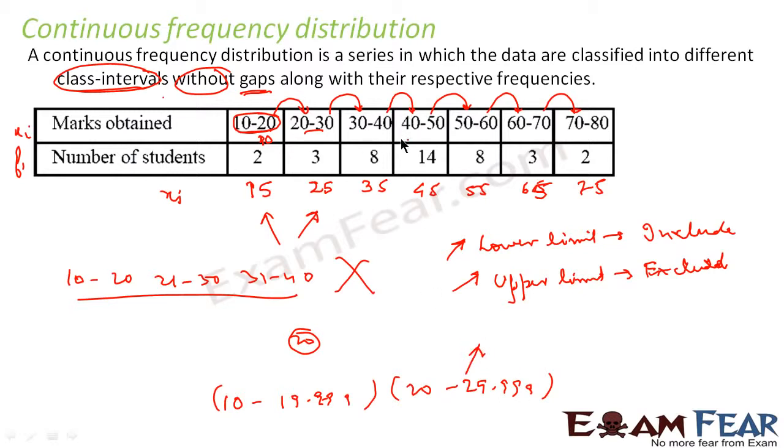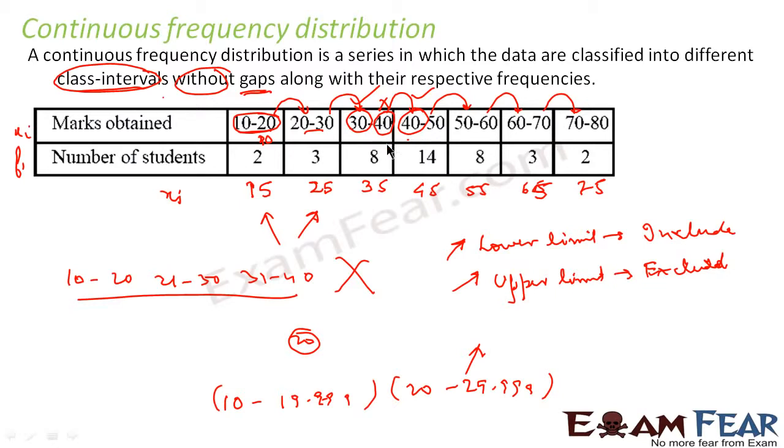Similarly for 40, if you want to ask whether 40 will be in this or this, we know that this box will have 30 to 39.9999. 40 will not be there because the upper limit is always excluded and the lower limit is always included. So here the lower limit is included, so 40 will be in this box.